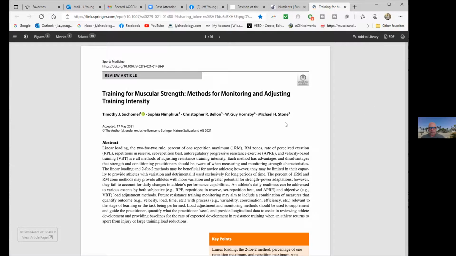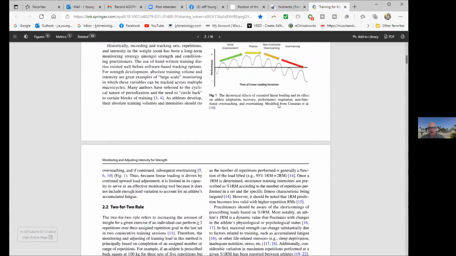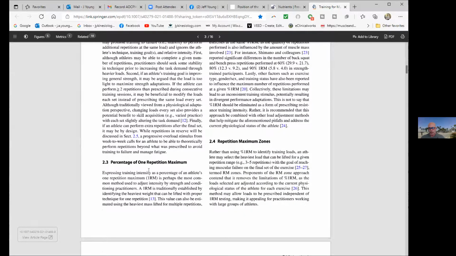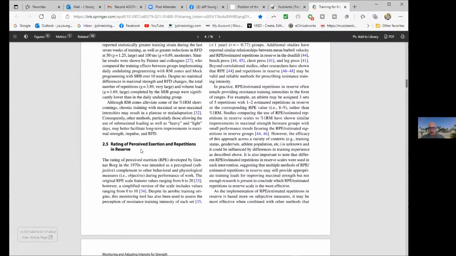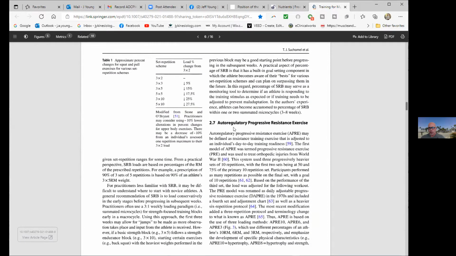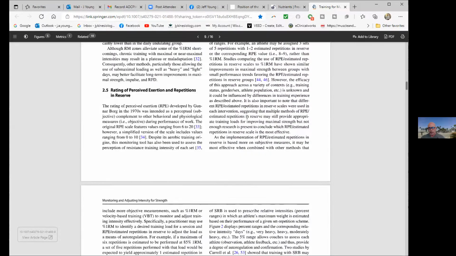And it's called Training for Muscular Strength, Methods for Monitoring and Adjusting Training Intensity. And what they do is they go through different methods to monitor your training intensity, something called the 2-for-2 rule, repetition maximum zones, percentage of 1 rep max, which is mentioned in this question, rating of perceived exertion, the RPE, or something known as repetitions in reserve, something called set repetition best, which I've never used, and auto-regulatory, which basically just means do the readiness to train questions, like I mentioned just a little bit ago, and adjust the session accordingly, etc. So if you're interested, check out this article.